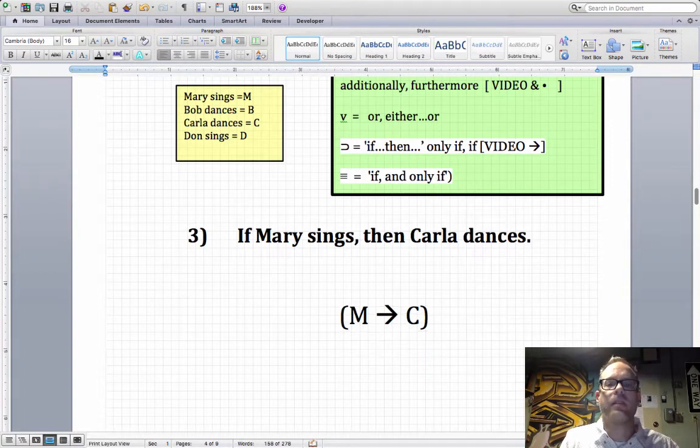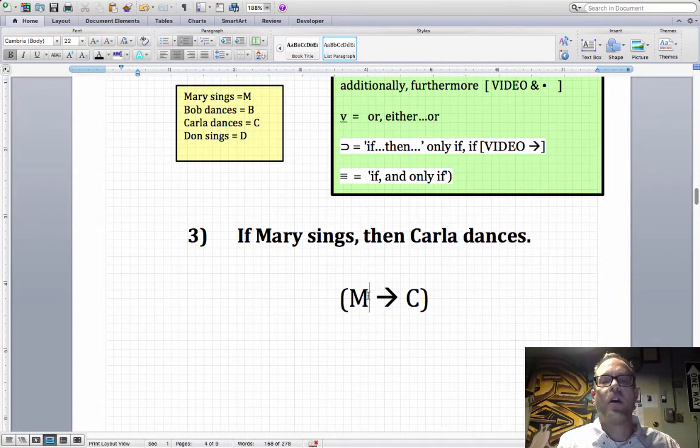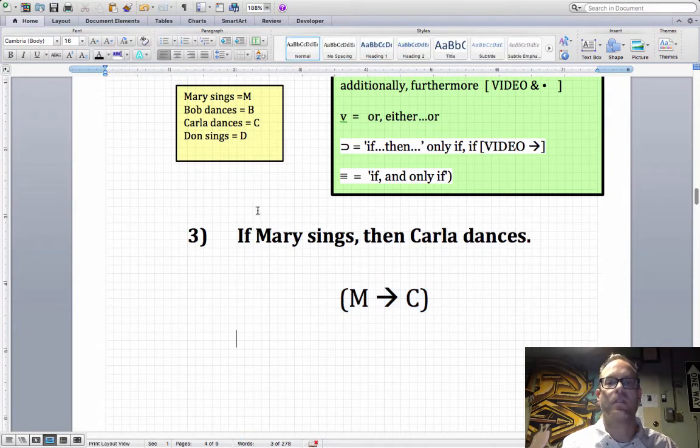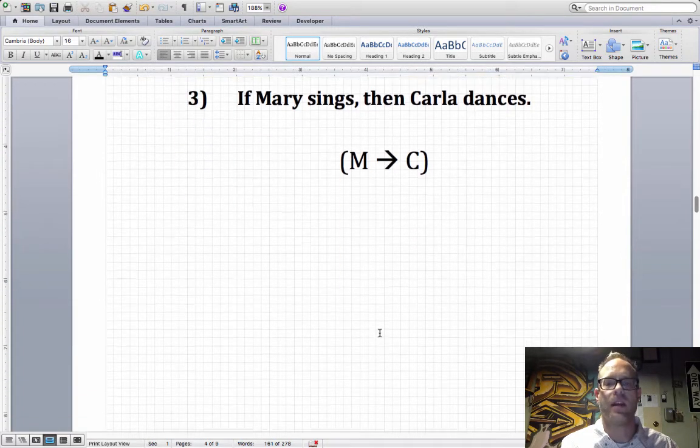M implies C. And remember, the first part of a conditional is called the antecedent, and the second part of the conditional is called the consequent. For a while, I'm going to use both, but in a week or two, I'm just going to drop off and say antecedent and consequent. So if Mary sings, then Carla dances. That's our translation. Okay, so now our next one.